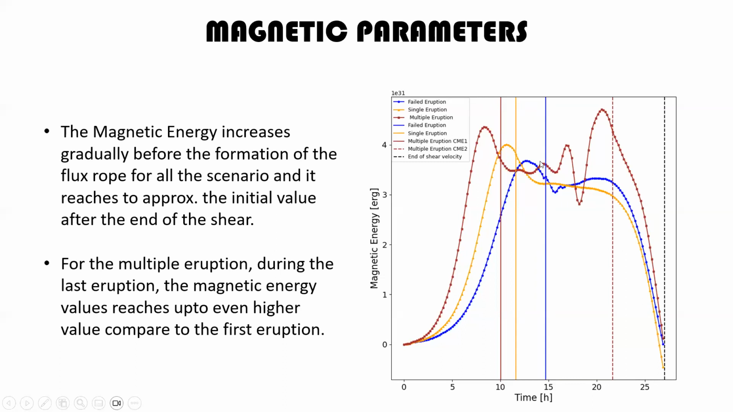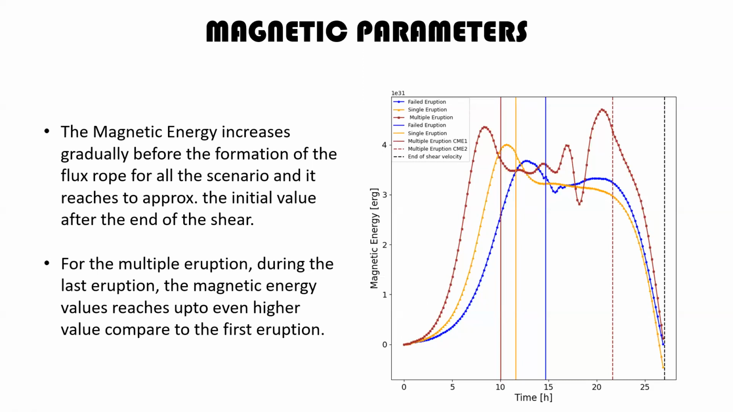And for the multiple eruption cases, we see some pulses, because in between the two CMEs there are plasmoids also forming. So that's why we see this variation in the multiple cases. And also for the single eruption case, similarly the magnetic energy increases and then it falls back. So the main point here is that the magnetic energy is not giving us a clear picture. By looking at the magnetic energy plot, we cannot differentiate whether it is a single eruption, multiple eruption, or a failed eruption case.